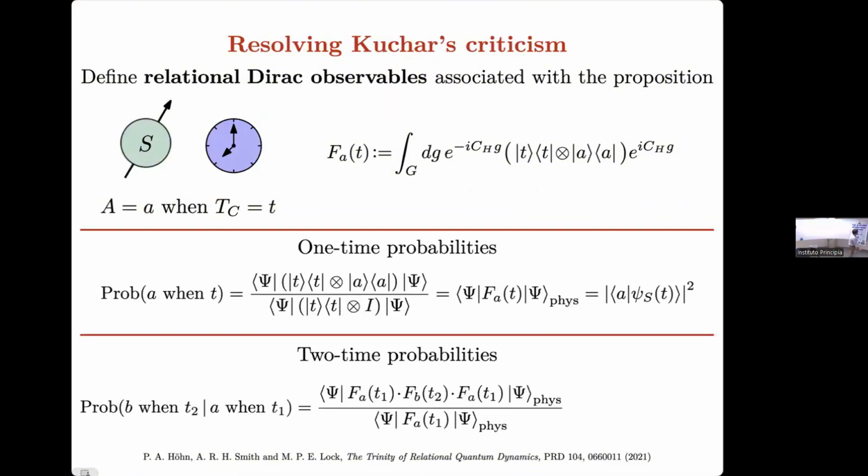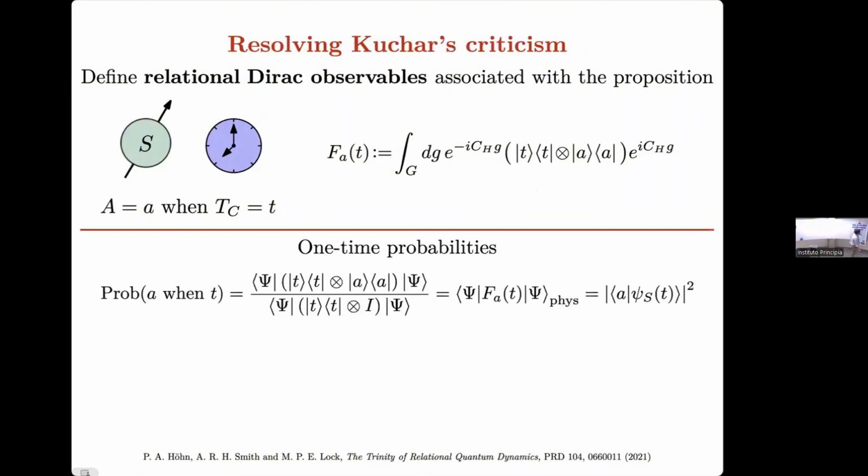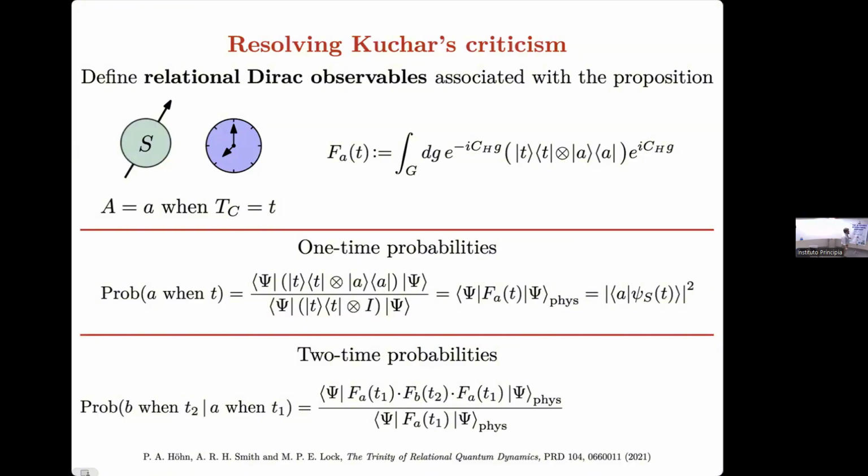Okay, so basically what you can show is that these conditional probabilities that Page and Wootters were looking at, to get the relational dynamics in the conditional state, are the same as the expectation value of those physical observables I told you about. And then to compute the two-time probabilities that Kukash was really interested in, you actually need to use these complete observables and the standard conditional probability with those.